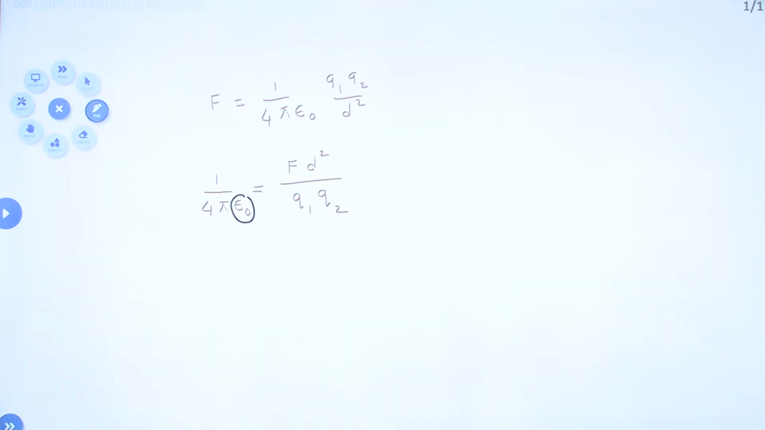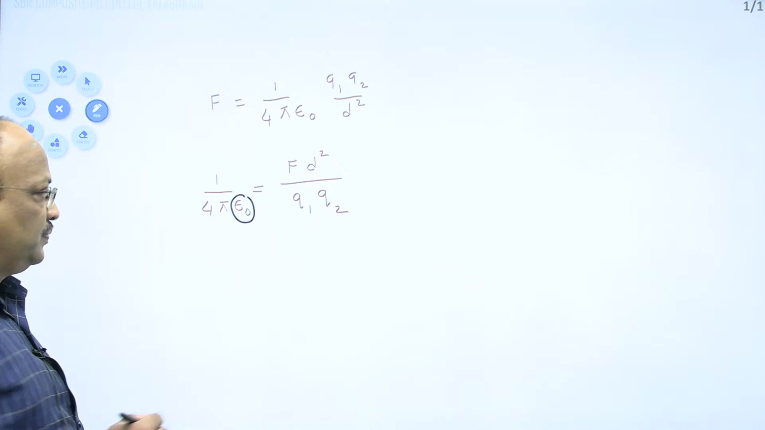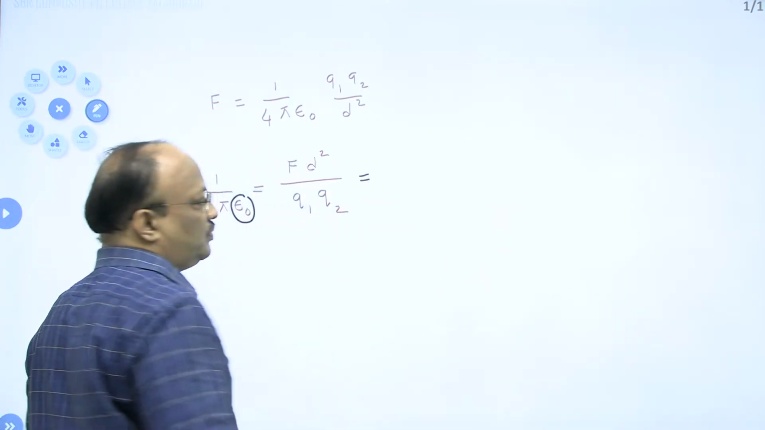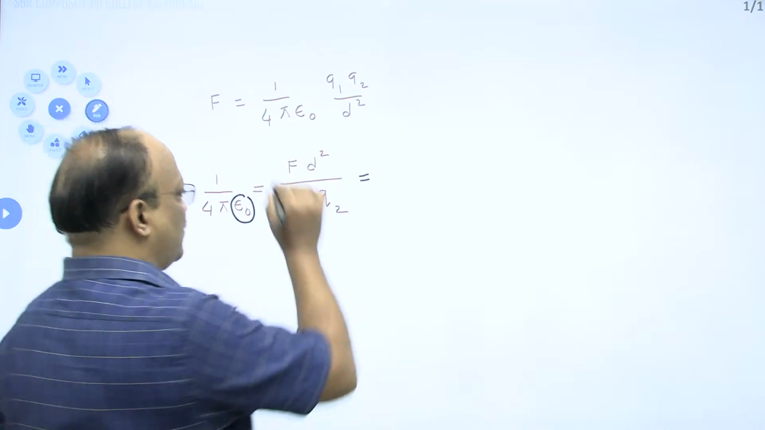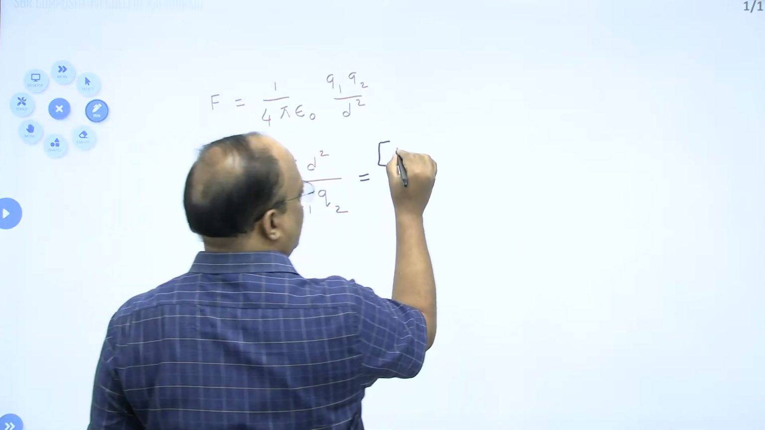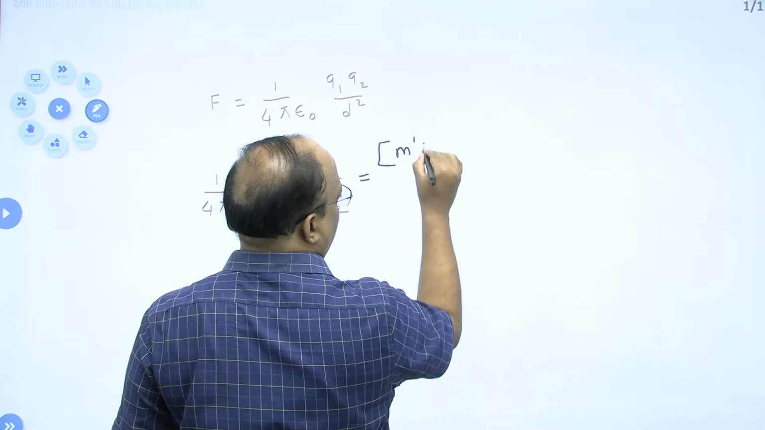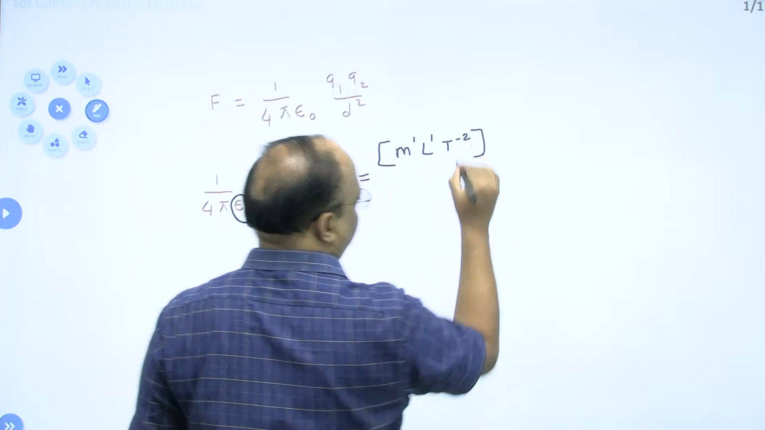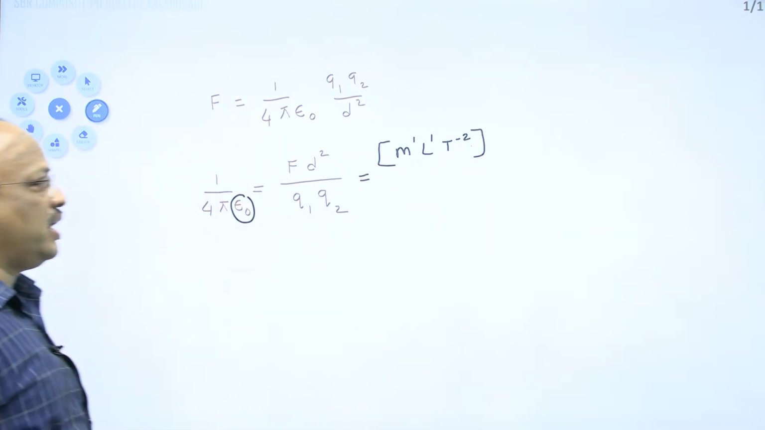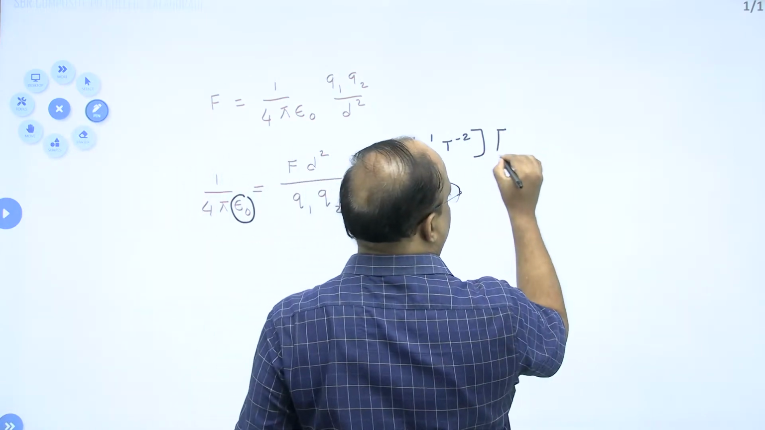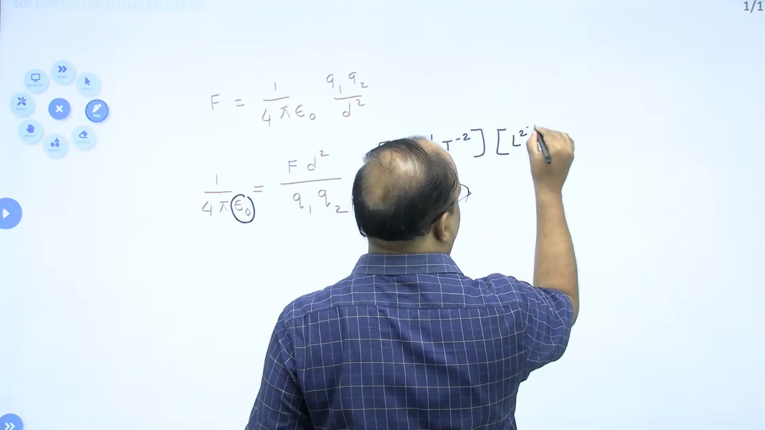Now writing the dimensional formula for this. So what is it? Dimensional formula for force is 1 in mass, 1 in length, minus 2 in time. Whereas this is a 2 in length.